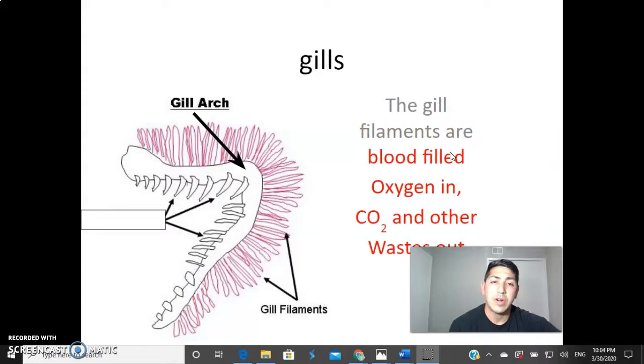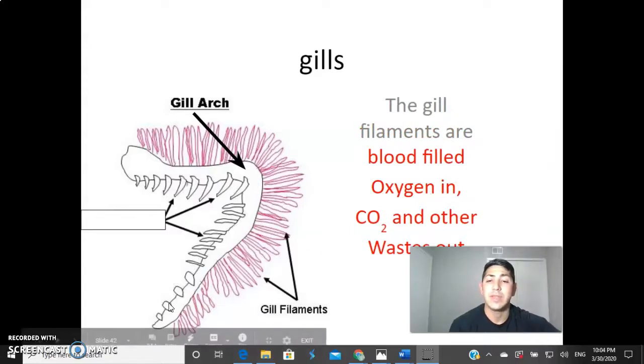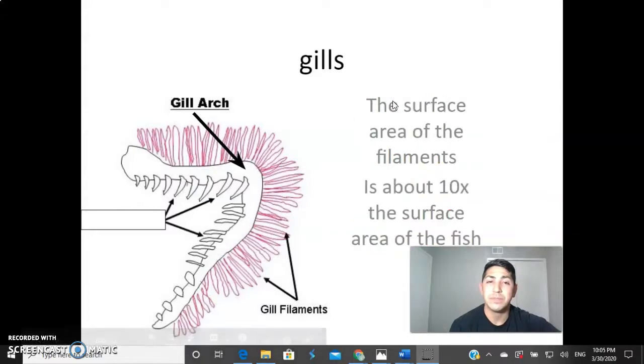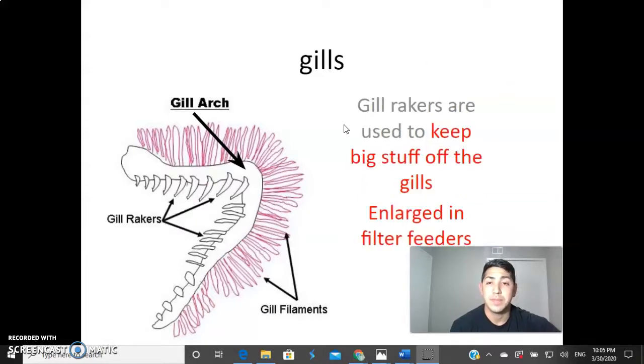So the gill filaments are blood-filled, oxygen in, and CO2 and other wastes go out. So these pink structures here are the gill filaments. This is where oxygen exchange occurs. So the surface area of the filaments is about 10 times the surface area of the fish. This is so that oxygen can be exchanged.